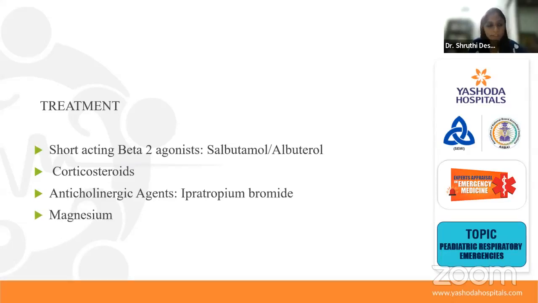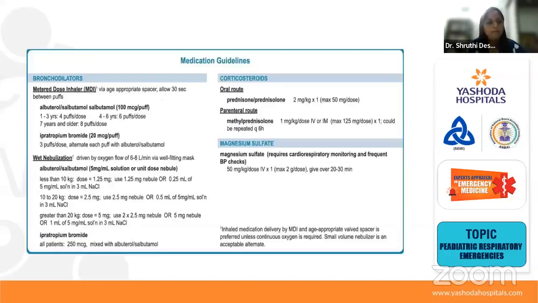For severe cases, magnesium can be used. Ketamine: if the child is going into respiratory failure, life-threatening asthma, near-fatal asthma, and you're planning to intubate, the induction agent of choice is IV ketamine because it's a potent bronchodilator.